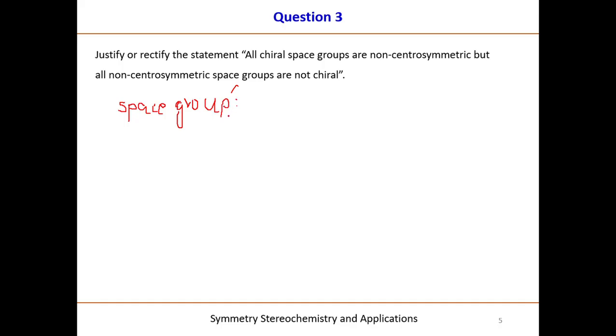So space groups are further divided into two types. The first one is centric, centrosymmetric. I will write here centric, it will be better to understand. Then the second one is non-centric.